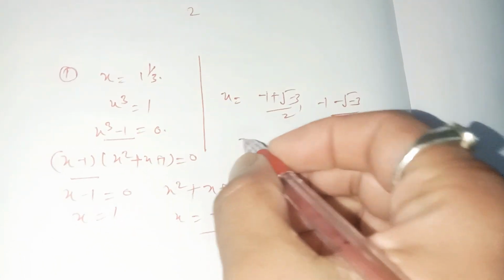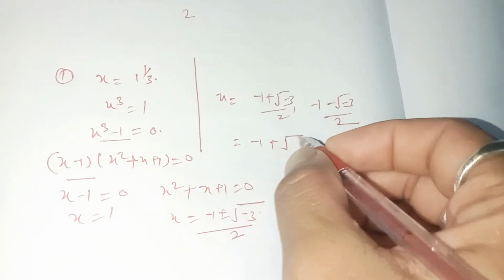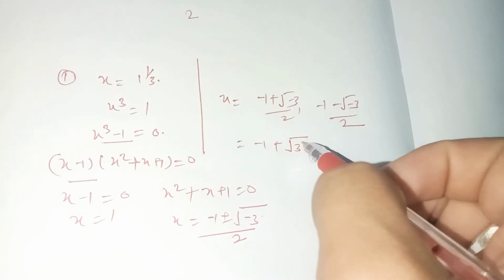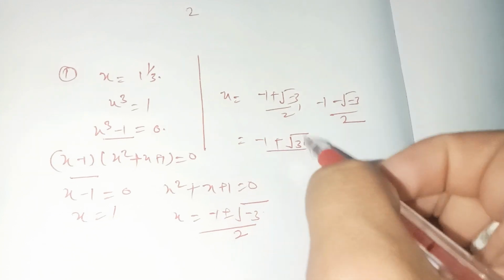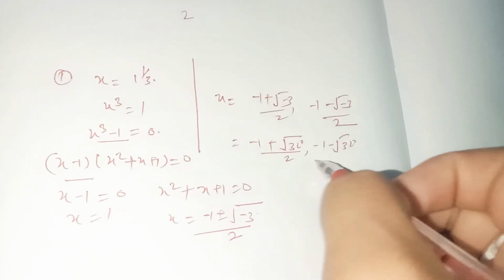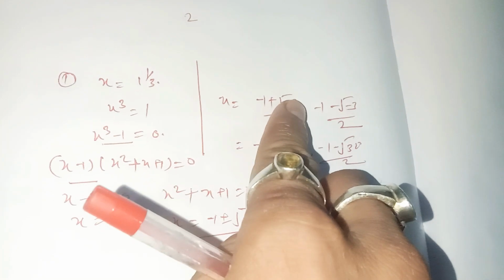So we get minus 1 plus root 3 iota by 2, and minus 1 minus root 3 iota by 2. Iota is always used to handle the minus under the root.